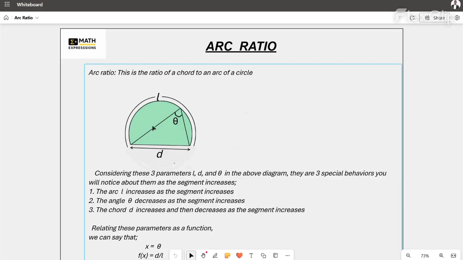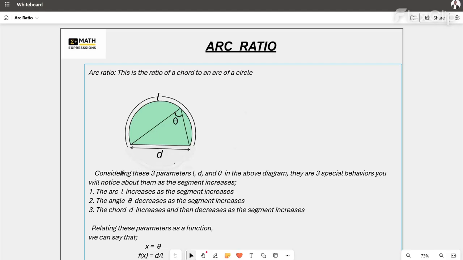Now, this is a segment, and in this segment, we have the length of the arc, which is the arc length L, the length of the chord, which is the chord D, and the angle of this segment, which is theta. Arc ratio is the ratio which shows the relationship between these three parameters: the length of the arc, the chord, and the angle of this segment.